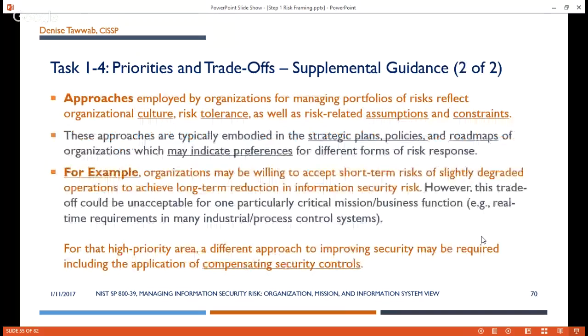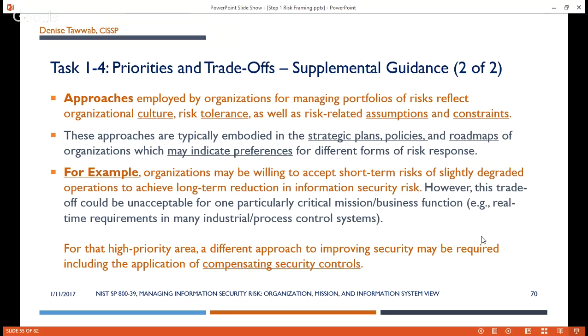So, approaches employed by organizations for managing portfolios of risk reflect the organization's culture, its risk tolerance, risk related assumptions and constraints, as we discussed in the earlier steps. These approaches are typically embodied in the strategic plans, policies, and roadmaps of organizations, which may indicate preferences for different kinds of risk response.